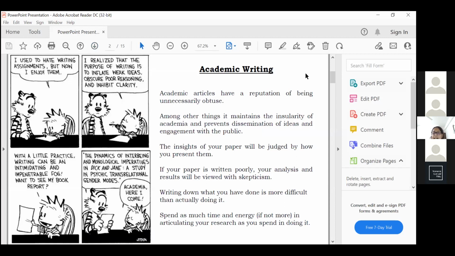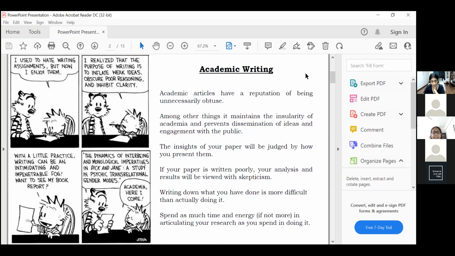So academic articles have this reputation of being unnecessarily obtuse. Now, you could say, okay, I'm talking to other academics and they understand what I'm saying, so why does it matter? Well, among several other problems, this maintains the insular nature of academia. If what you are saying is something only other academics can read, then we remain like the ivory tower. We don't get our message across. And more importantly, it inhibits the dissemination of ideas and engagement with the public. It limits how many people you reach with your research and your ideas.